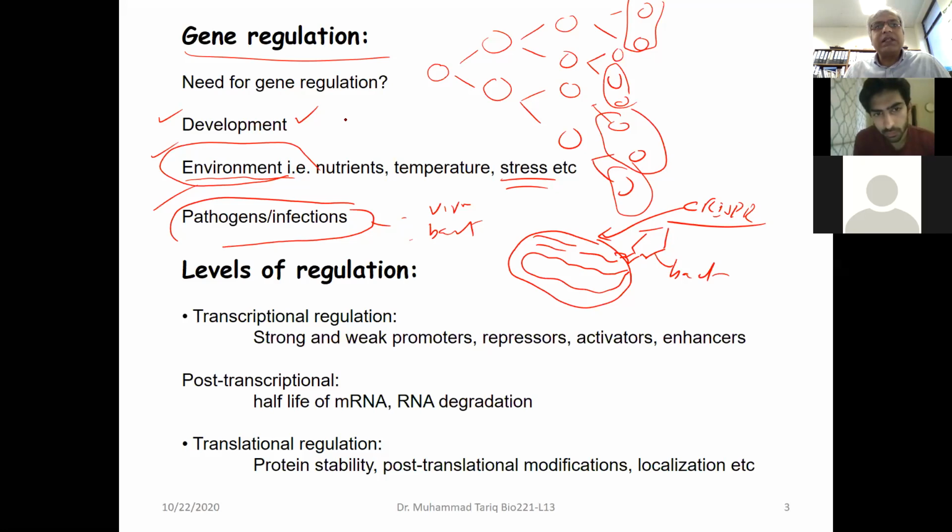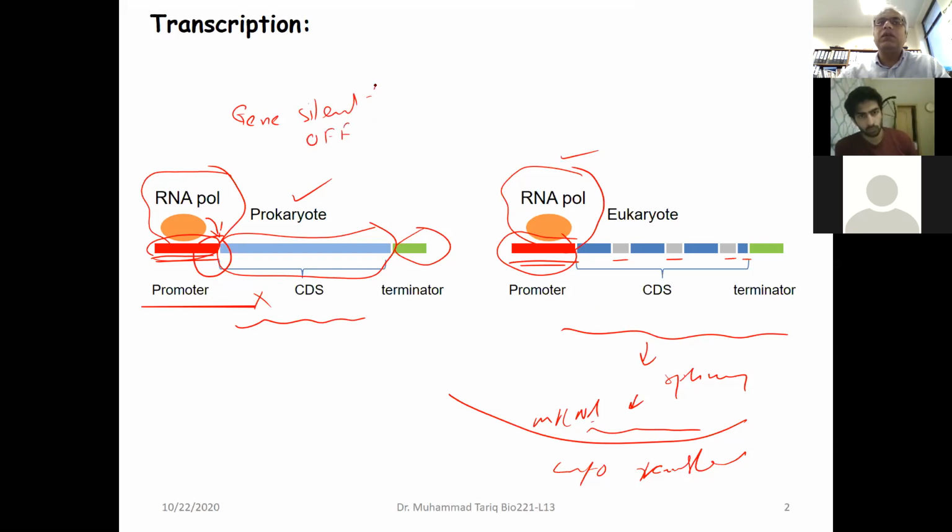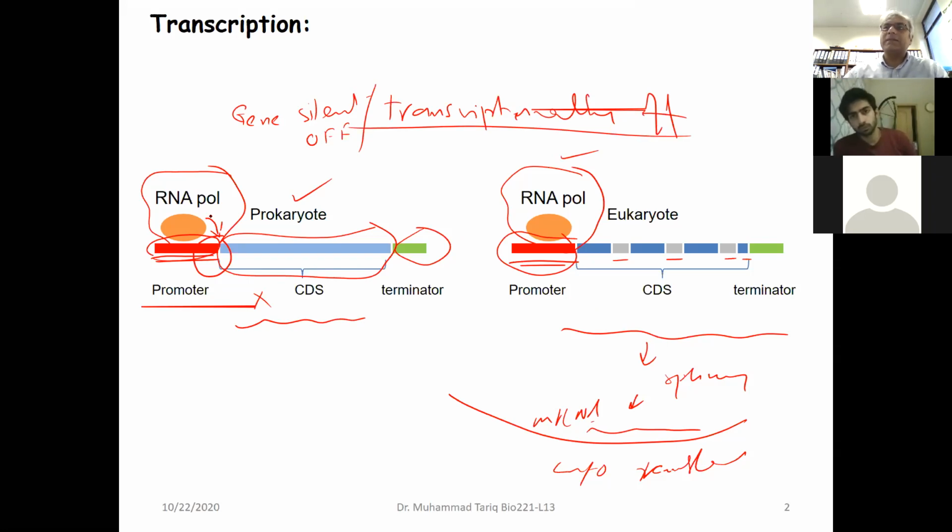There can be different levels of regulation. One level of regulation is simply transcriptional regulation. Transcription regulation can work like this: RNA pol II may not bind because certain other molecules are bound which exclude or inhibit the binding of RNA pol II to promoter sequences. When we say regulation of gene expression at the transcriptional level, it means messenger RNA is not being formed. Transcription is not taking place, whether in a prokaryotic or eukaryotic cell. And when transcription is not taking place, we call the gene silent or off, transcriptionally off.